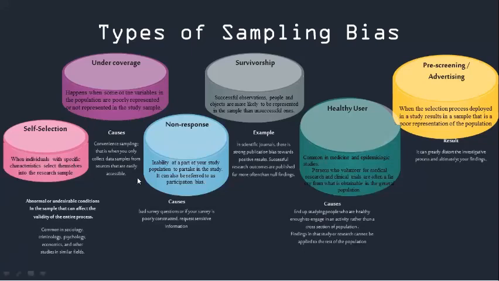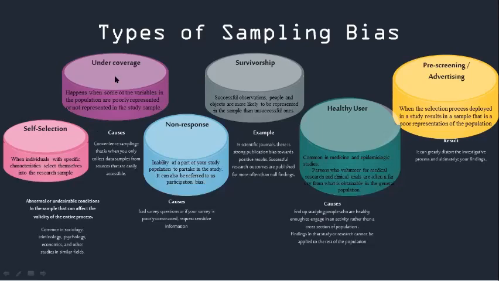So then you will see that maybe for a particular item, for a particular product, the number of positive reviews is very high. But then when you actually buy that item, you see that you are not much satisfied. That is called self selection bias. Then we have under coverage.